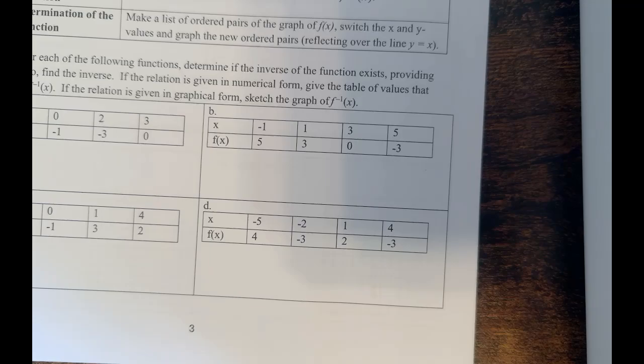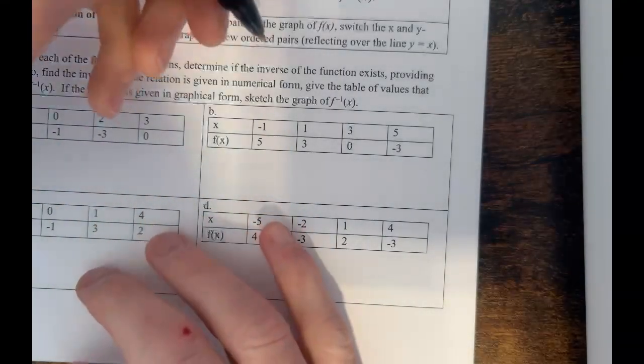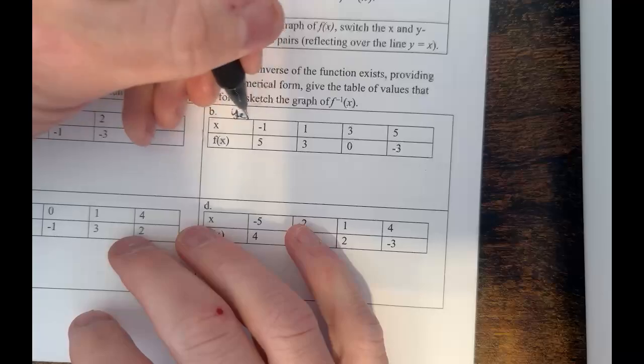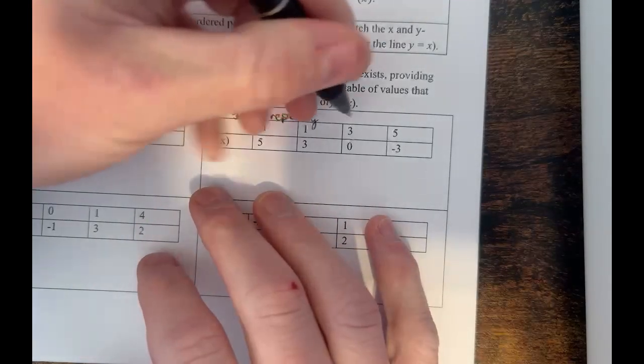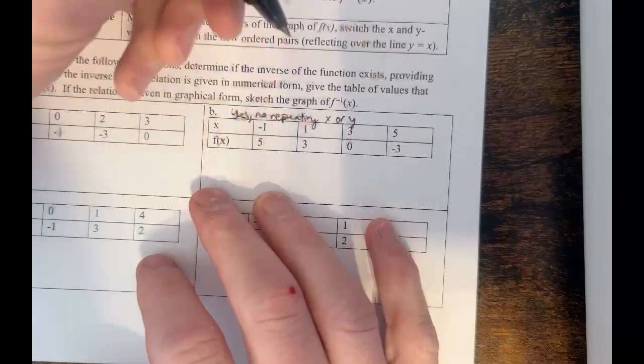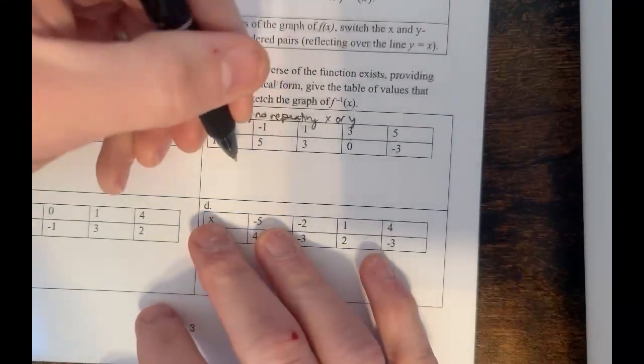So on the first one, is there a repeating y? All right, this one there is no repeating y. So is this one invertible? Yes. So yes, you could say no repeating x or y.